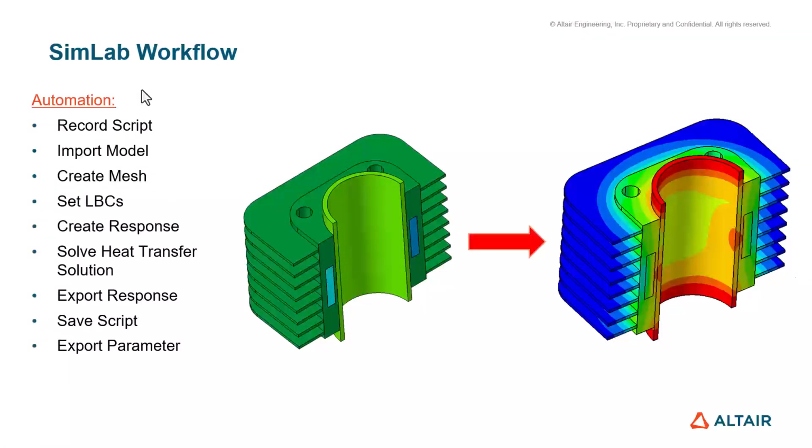This is the general workflow for SimLab. First, we are going to record our script where we are going to import our model, create the mesh, set our loads and boundary conditions, create our response, solve our heat transfer solution, export our response and save it in the same folder as our script, and finally save our script, exporting the parameter file which we will need to manually set up our HyperStudy setup.